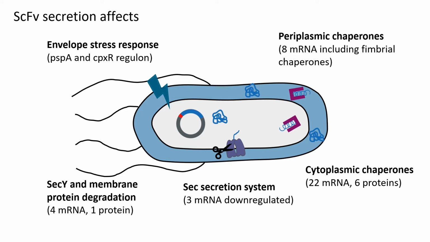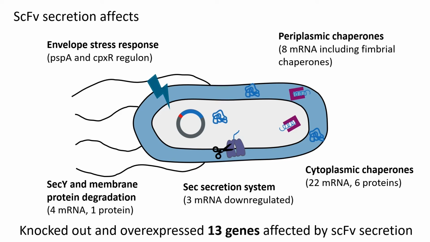We saw that secretion led to a decrease in expression of the Sec secretion system, which is used to secrete our protein as well as lots of other therapeutic proteins. And we also saw that this secretion system was being potentially degraded, which we'd also like to modify. And so we've identified 13 genes in our proteomics and transcriptomics that we've knocked out and overexpressed, and are now in the process of testing whether they improve production of our scFv as well as other proteins, and test the effect of these on growth.